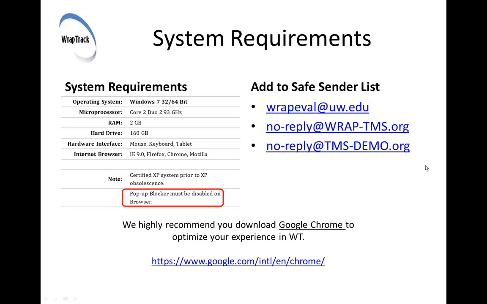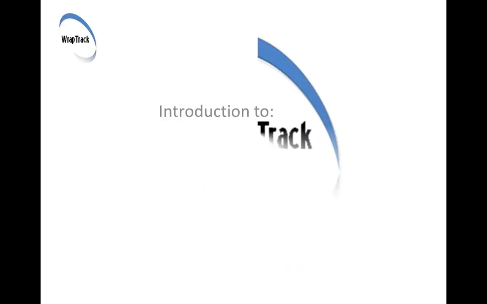And then finally on this page, you'll want to add these email addresses to your safe sender list. WrapEval, obviously, you should recognize as connected to us at UW. But specifically, this second one in the middle, the no reply at wraptms.org email address, is going to be important to add. If for whatever reason you forget your password or need to have it sent to you, all things connected to the system that might send you a message are going to come from that no reply email address. That's why it's important to add.